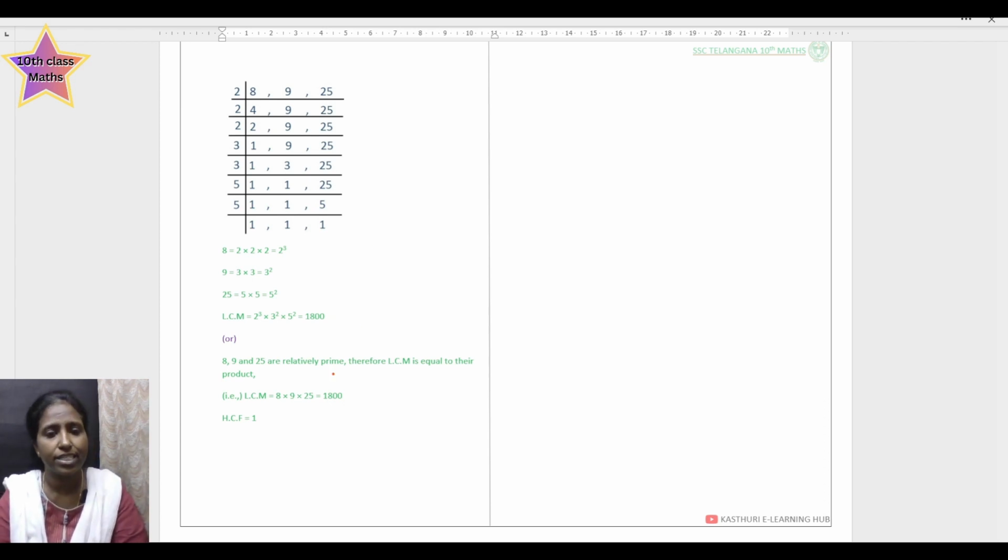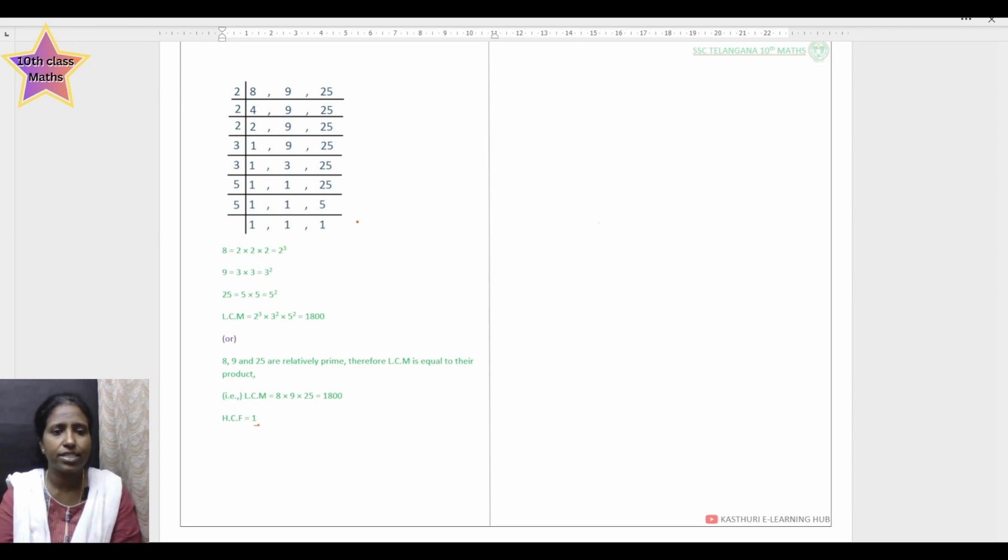So what is the HCF? As I told you, when nothing is common, you take HCF as 1. As I told you in the previous sum, if you factorize them separately, everything comes like into 1. 8 equal to 2 into 2 into 2 into 1, 9 equal to 3 into 3 into 1, 25 equal to 5 into 5 into 1. So if you see the common one, that is 1. That is HCF is 1.